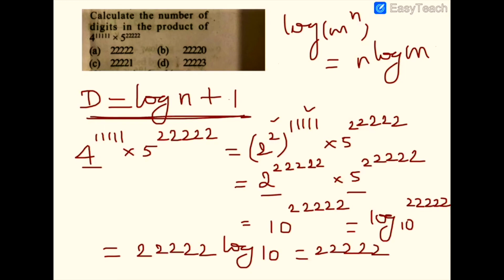Now by the formula, the number of digits d is equal to log n plus 1. So the log n value is 2222, plus 1. Add 1 to this number. So the correct answer is 2223. So this is the answer.